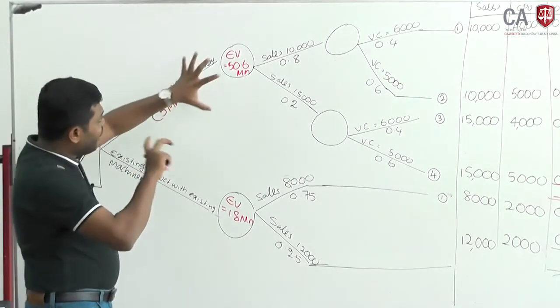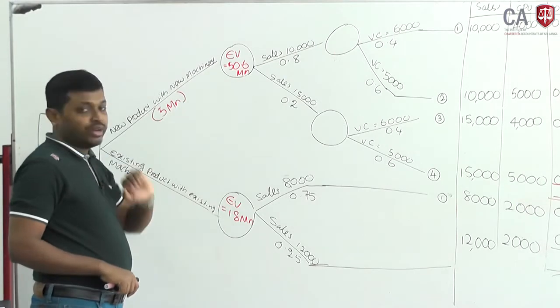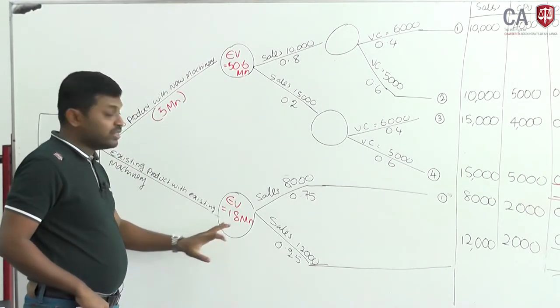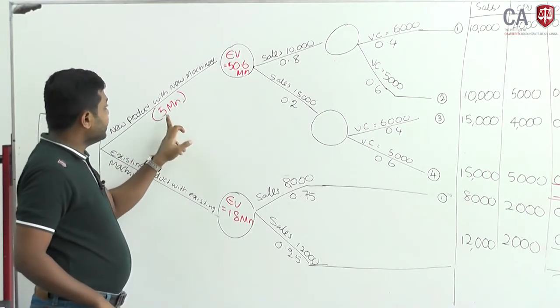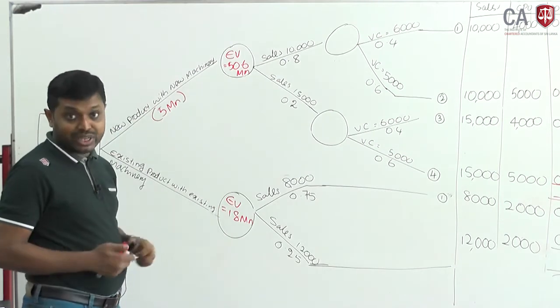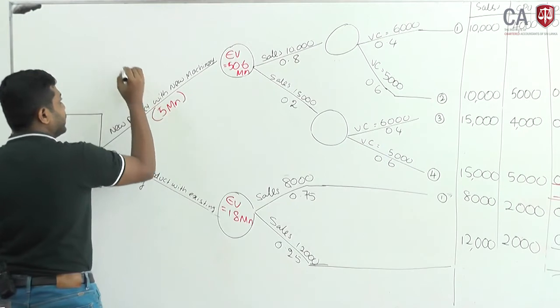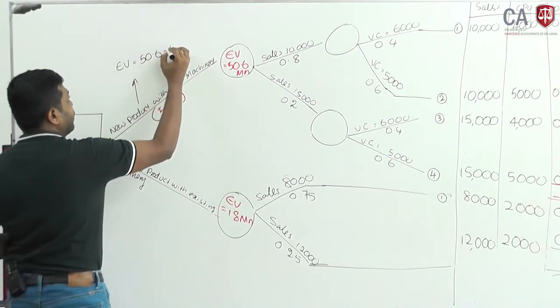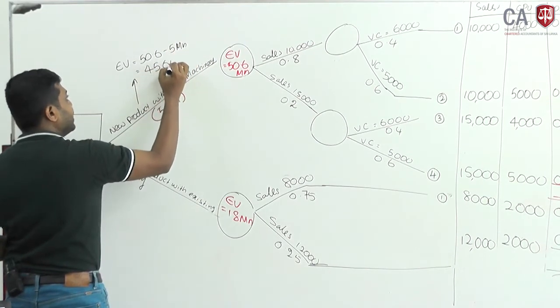Now you have evaluated two alternatives. New product with new machinery, 50.6 million expected value. Existing product with existing machinery, 18 million. When you are launching a new product with new machinery, you have to expense 5 million additionally. Therefore, expected value of this position equals 50.6 minus 5 million, which is 45.6 million.